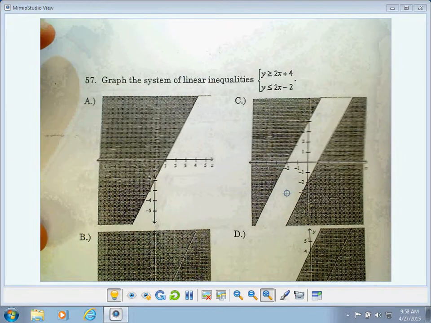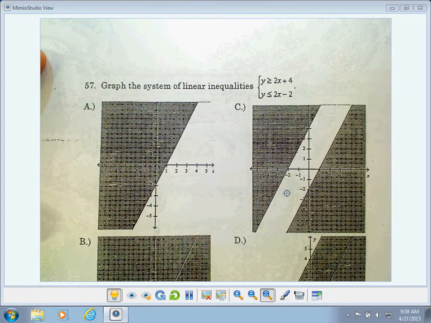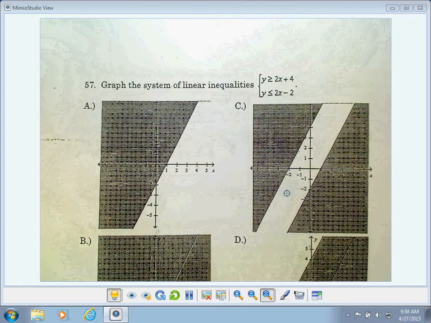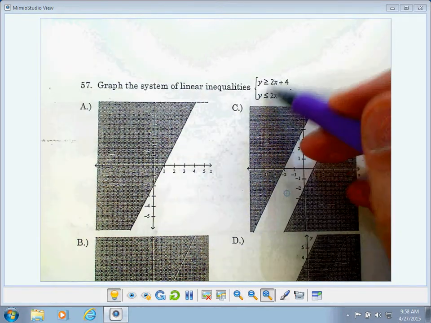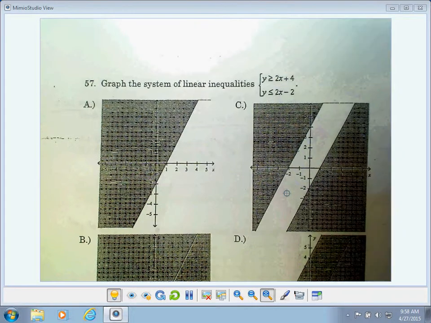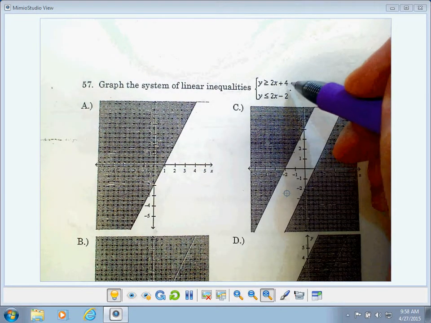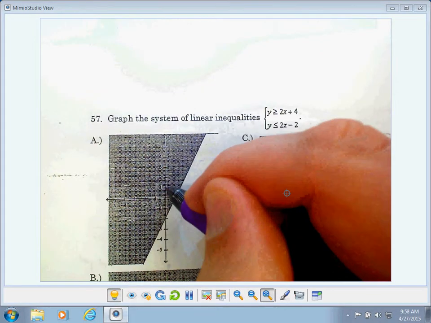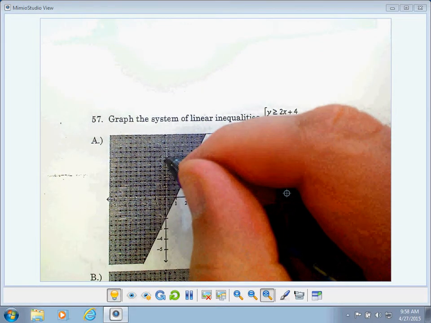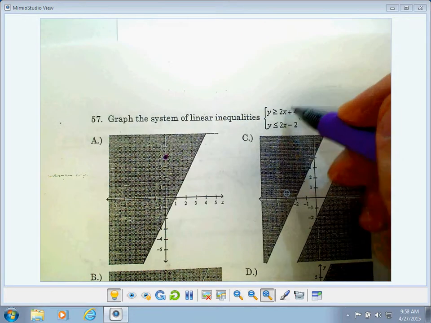Okay, on to number 57. Same kind of idea, graph the system of linear inequalities. So again, I see all should be solid lines because these are both regular inequalities. So I work on the first one then. I should have one that's at +4 for a y-intercept. So 1, 2, 3, 4. And it should go up to and over 1.